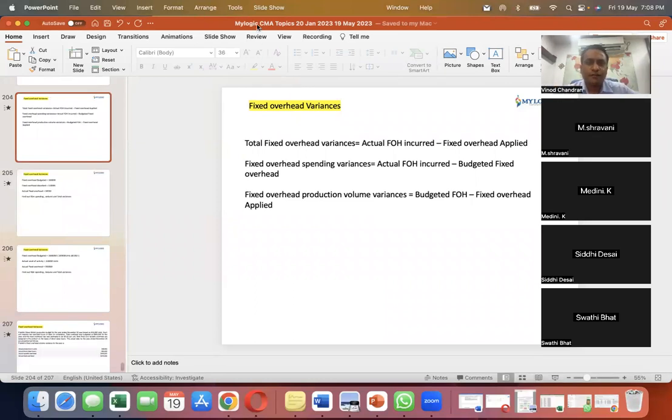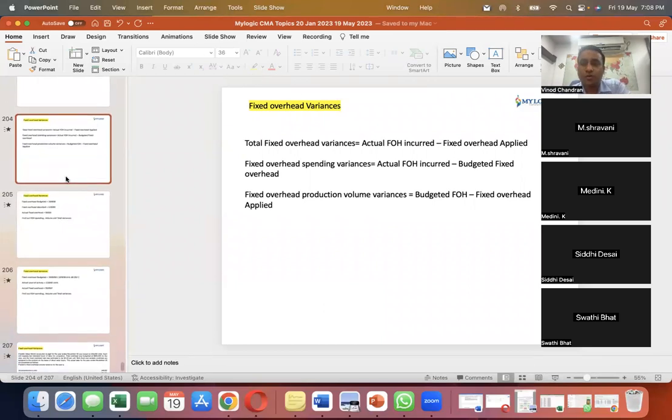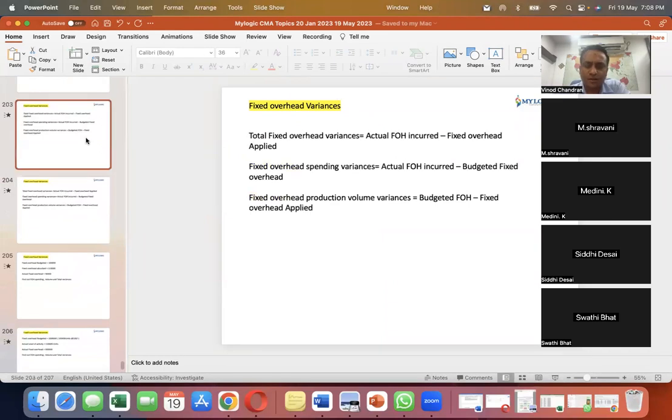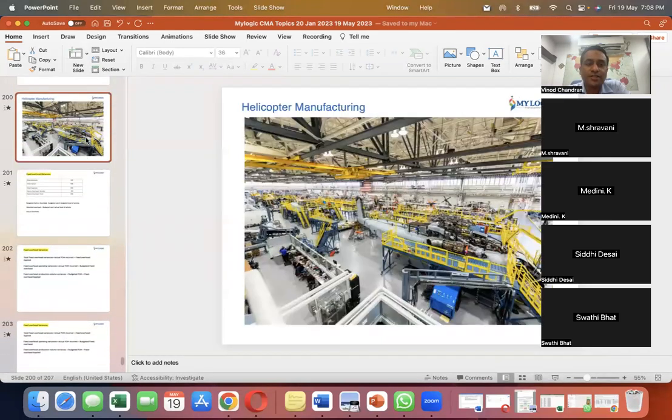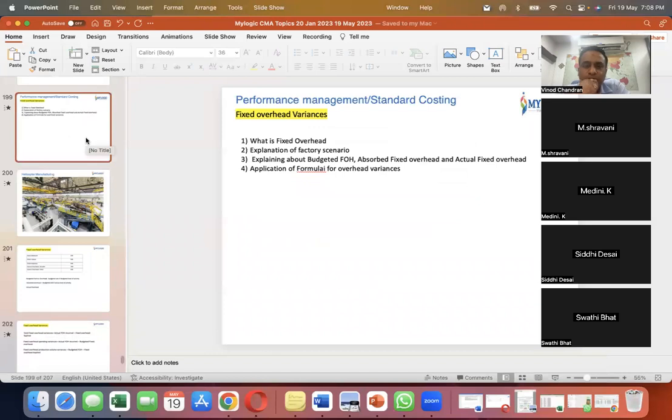It's slightly different from what we have covered so far in the variances. So I request utmost concentration for the next 15 to 20 minutes. It's very simple, nothing complicated, but you need to understand the concept. All right. So we said fixed overhead variances.